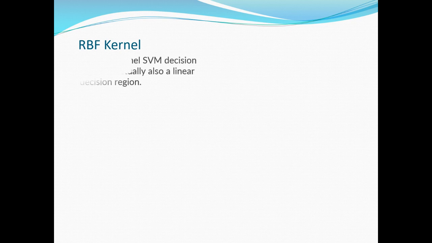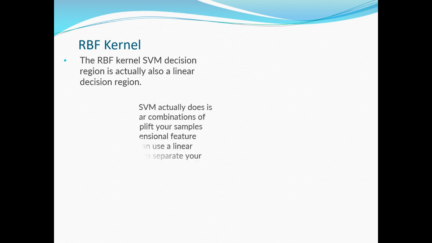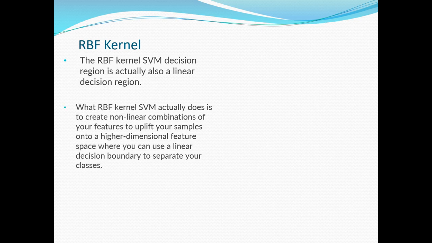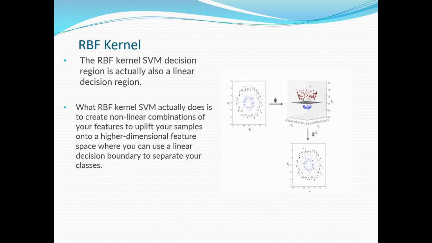RBF kernel, also known as radial basis function kernel. The RBF kernel SVM decision region is actually also a linear decision region. What RBF kernel SVM actually does is to create a nonlinear combination of your features to uplift your samples onto a higher dimensional feature space where you can use linear decision boundary to separate your classes, like this.